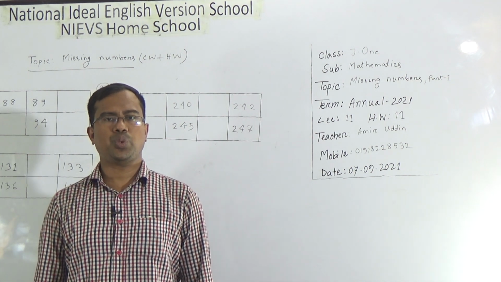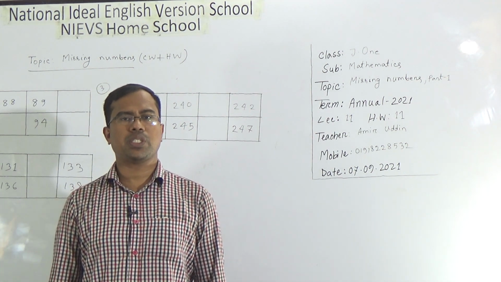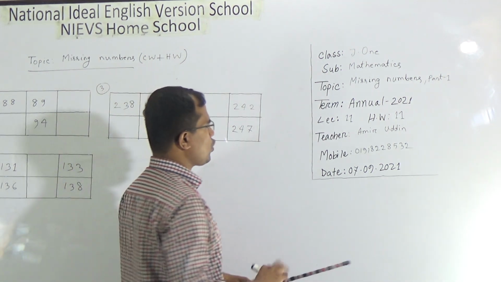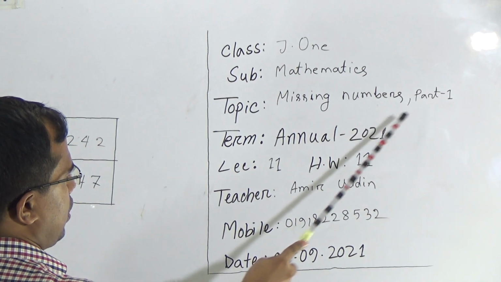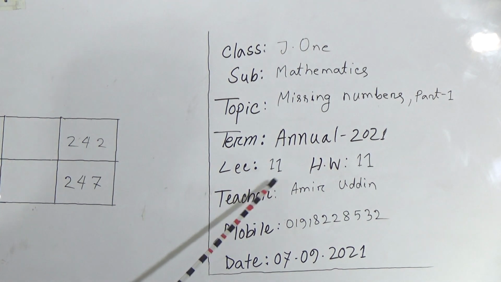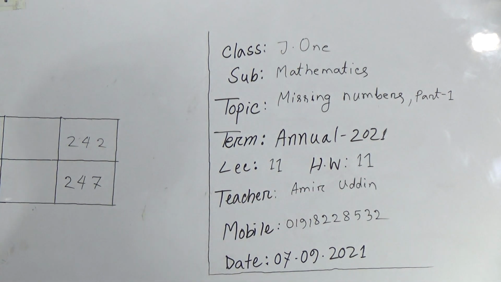Dear students, today I am going to take a math class for the students of class Junior 1. Our today's topic, missing numbers part 1, and this is lesson number 11, SW number 11 also. Okay, now the students, let us start our today's class.